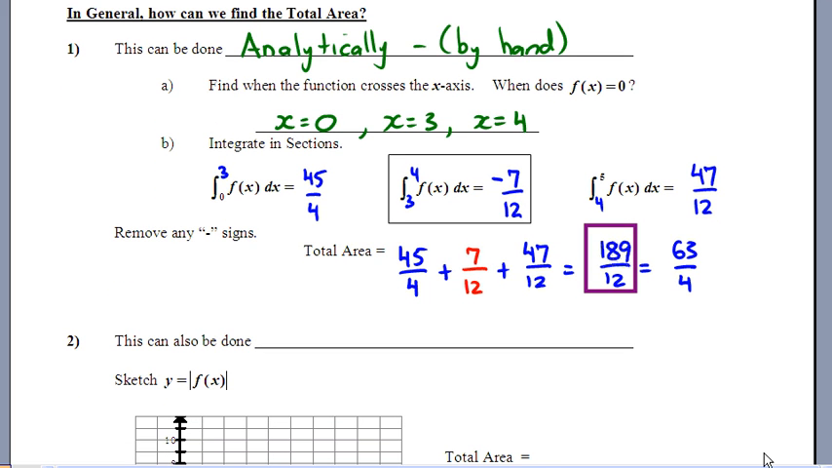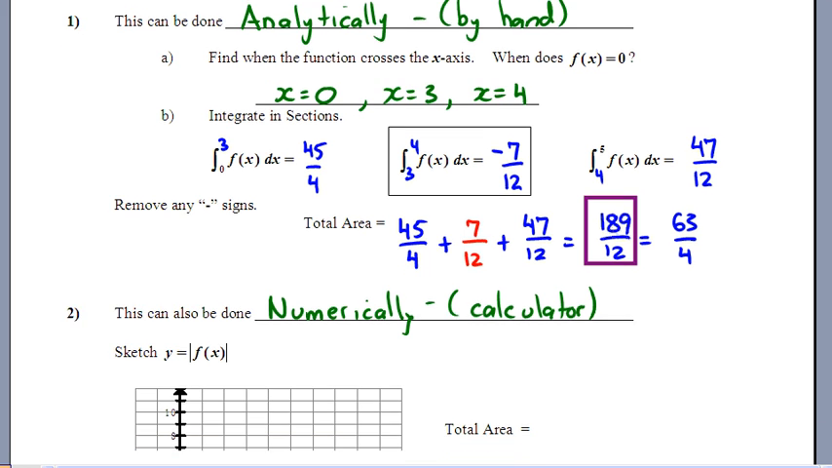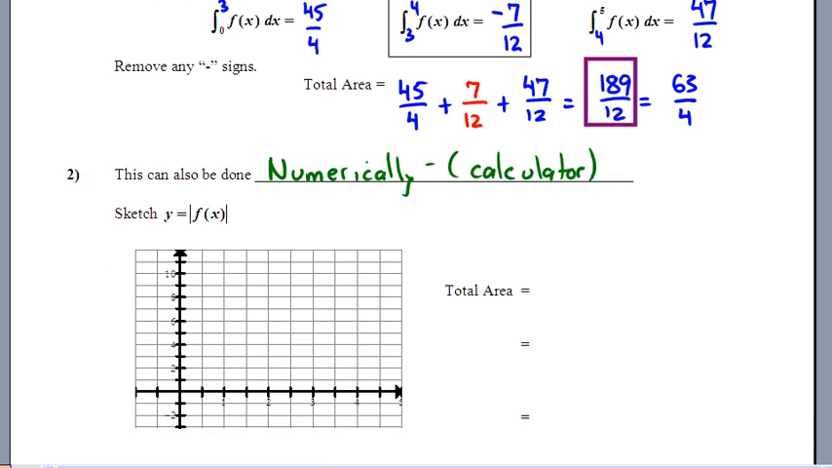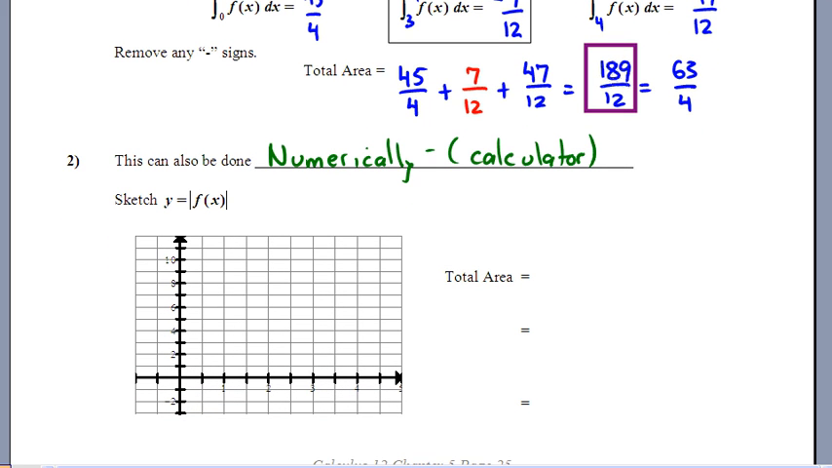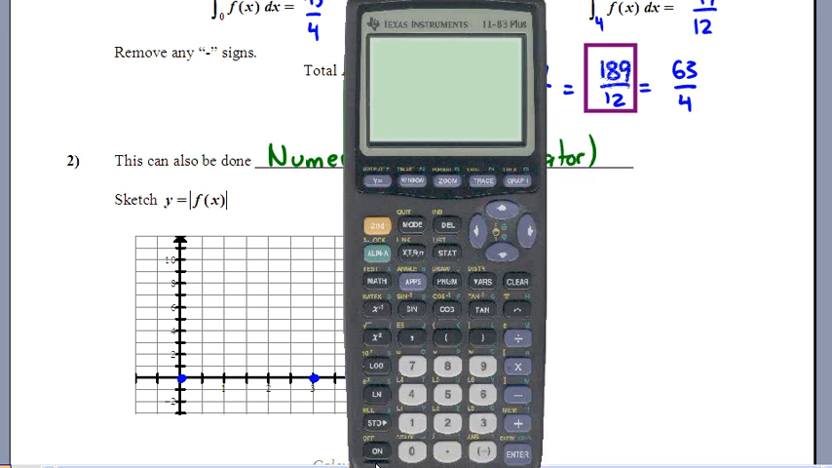There's a faster way. You can do this numerically, right? You can do it with your calculator. Actually, I want to show you a couple of options for that. First thing you could do is you could try graphing the absolute value of the function. Now remember, this function dipped into the negatives between 3 and 4. And what I could do is say, hey, calculator, I don't want to see that function there. I actually want to see the absolute value of it.